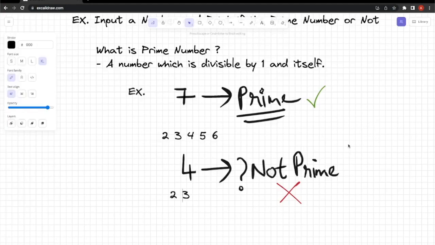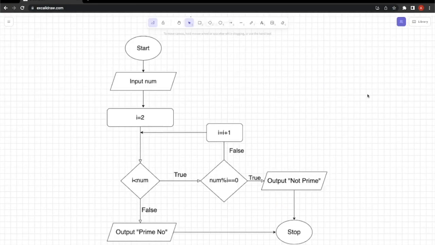How to draw a flowchart to check if a given number is a prime number or not. Now, this is the complete flowchart to check whether the given number is a prime number or not. If you think this is a complex diagram, no, it is very simple. Let me dry run this for you. Before that, let me explain what this flowchart even does.